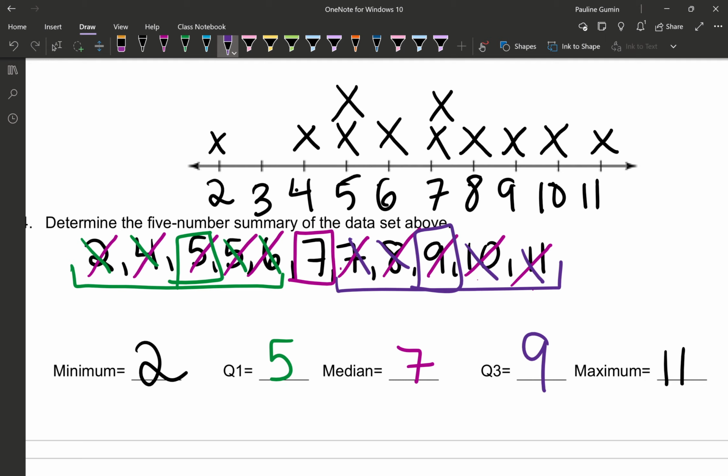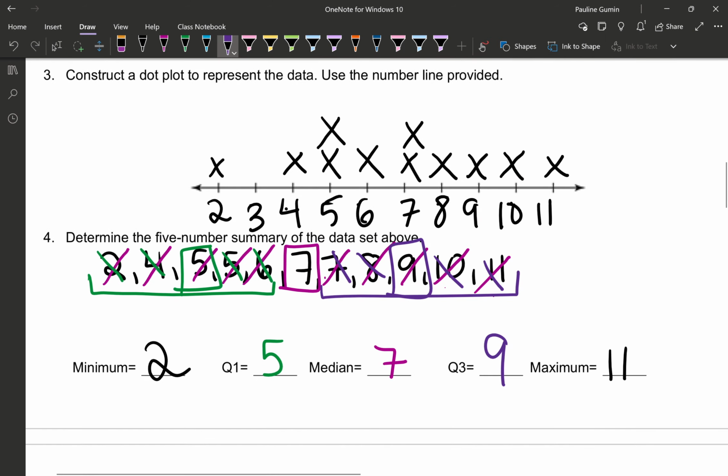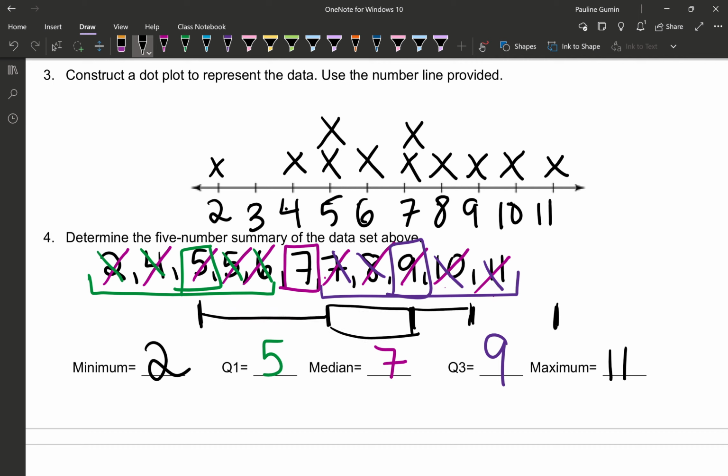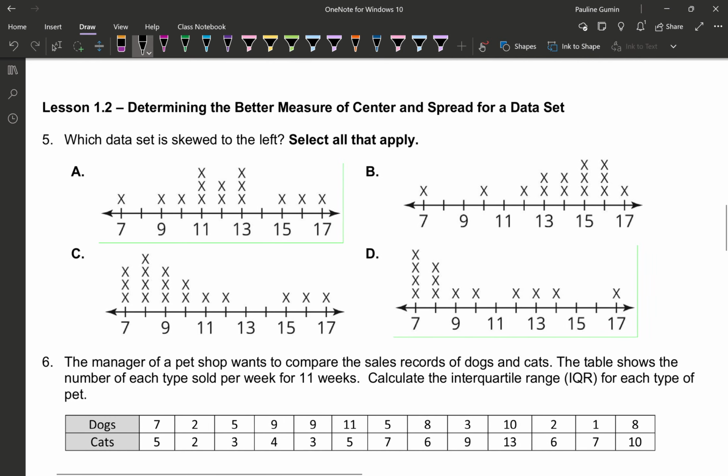Looks like it's 9. Perfect. Now, if I was to draw a box and whisker plot, it would look like this. I'd have a line at 2, a line at 5. I'm following the number line up here. A line at 7, at 9, and 11. I got whiskers and a box. Perfect.